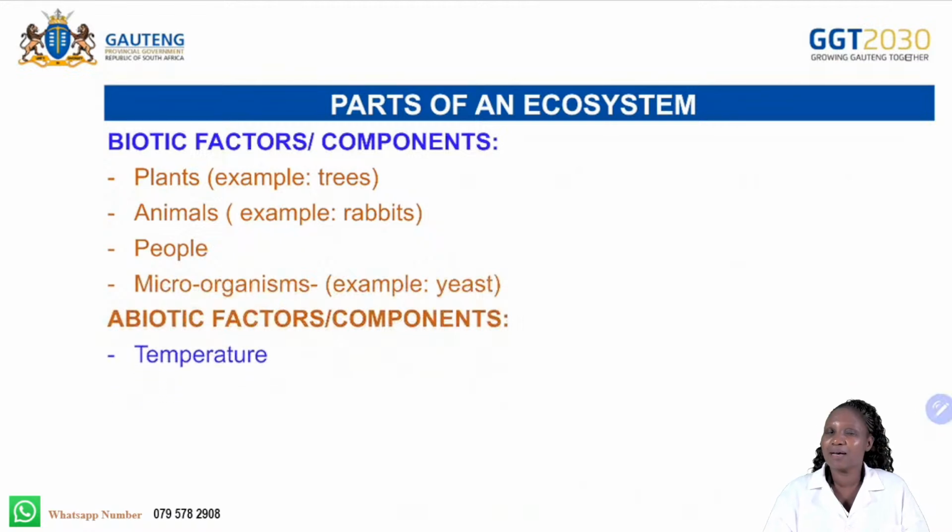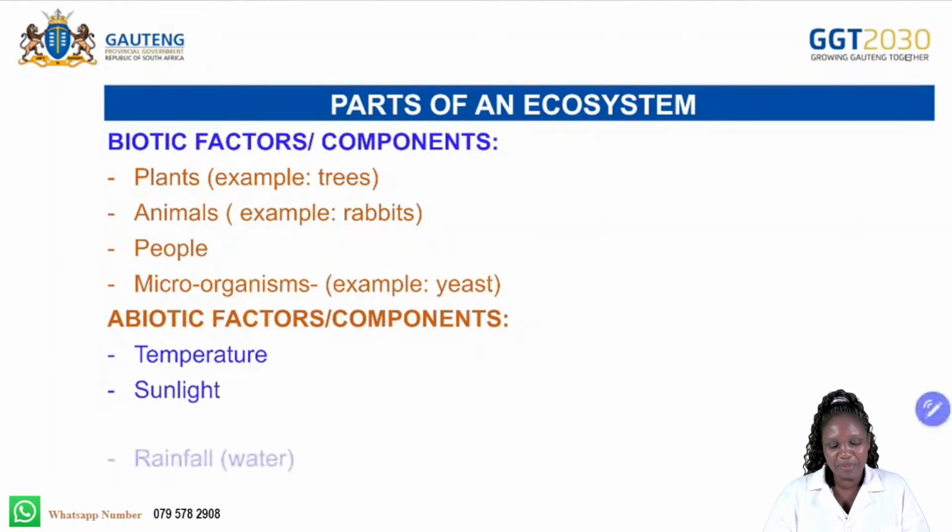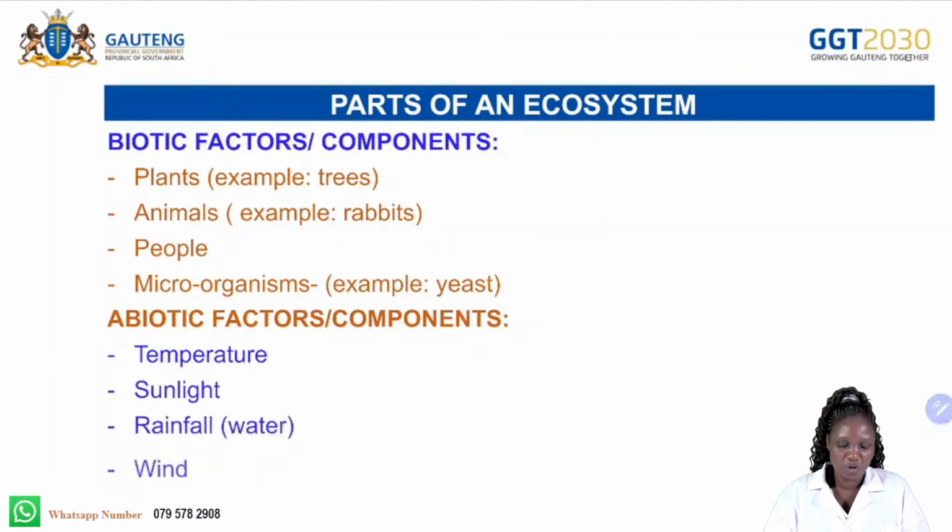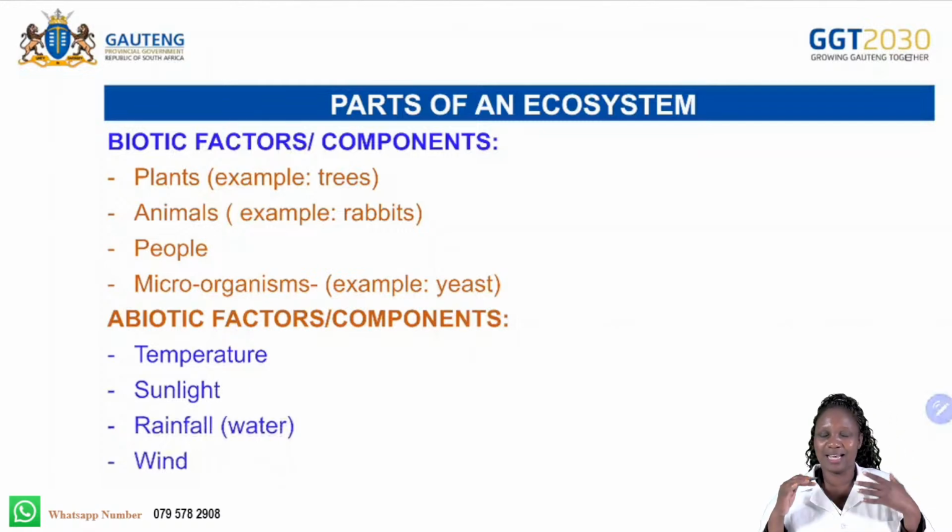And then under abiotic, these are non-living. We've got the temperature, we've got the wind, we've got the rainfall, we've got the sunlight. All these are abiotic. All these are non-living.